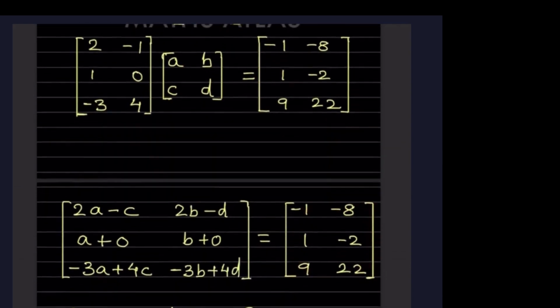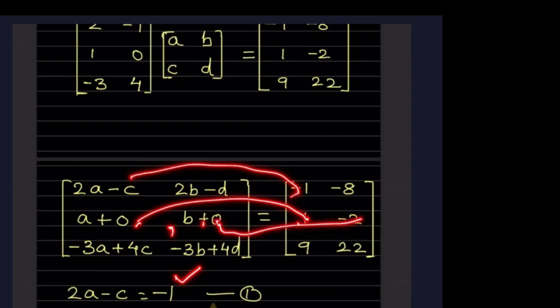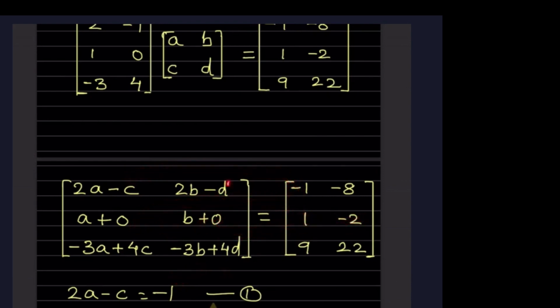So now what you can see here, we are going to compare it. So this is equal to -1 here. Then now this is A and B. We are just going to take A plus 0 is 1, so we will write A is equal to 1. B plus 0 is -2, so we will write B is equal to -2. And here one more thing, that is 2B minus D is -8.